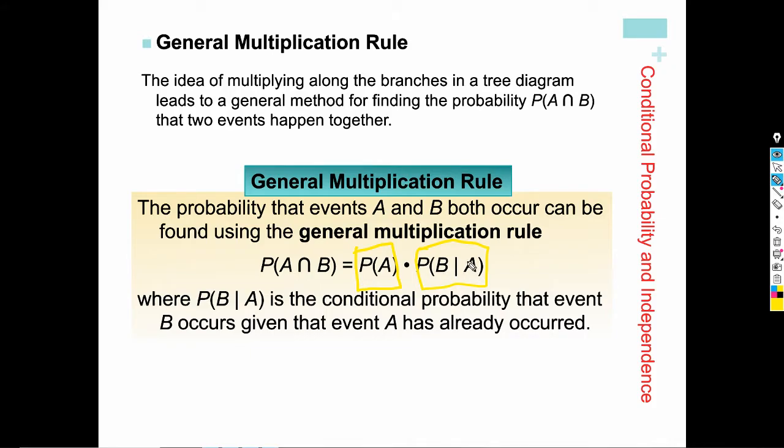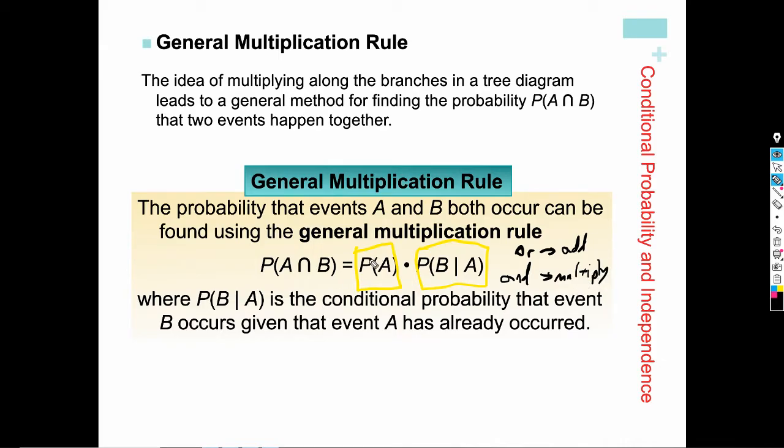Because remember, this is B given that A has happened. And so we're going to take those and multiply them together. Remember I said that OR probabilities, we're going to add. With AND probabilities, we're going to multiply.